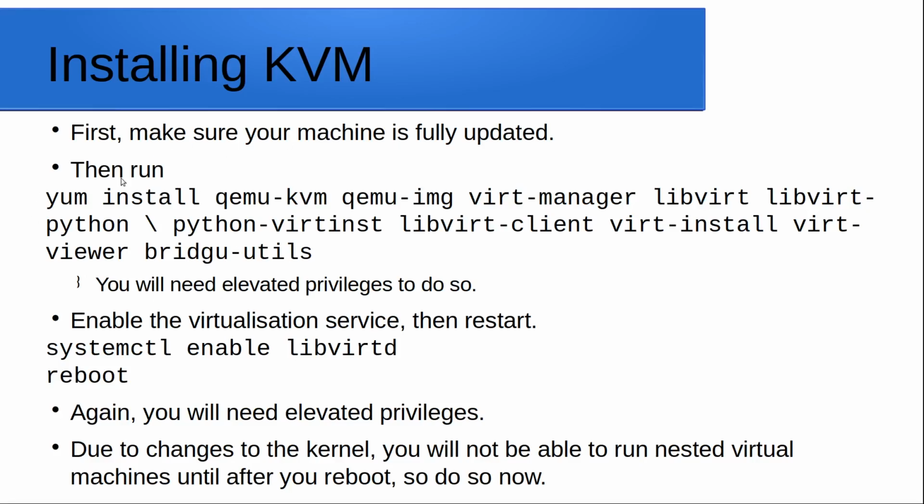And you need root access for this, right? Elevated privileges, so stick sudo in front. So sudo yum, I would include the -y in here, install, and then all this stuff. And then enable a virtualization service and restart, and you're good to go. You're going to have to reboot here. There's a note down here that you have to reboot to enable the nested virtualization. Otherwise, it's not going to work.